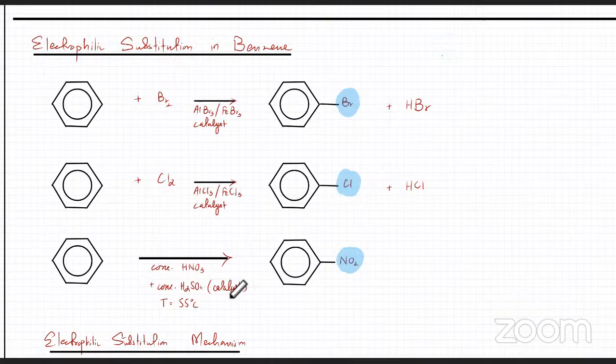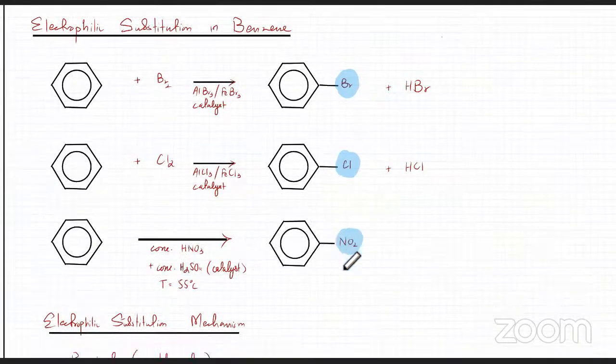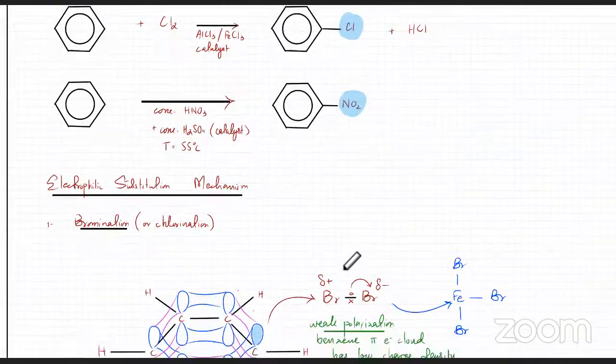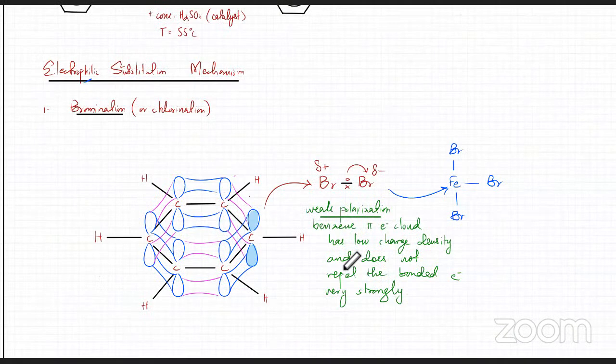In all 3 cases, the reaction is simple. Bromines will get added, chlorines will get added, or NO2 is going to get added to benzene. So that's electrophilic substitution, just like electrophilic addition, where things get added to the double bond. Here, bromine, chlorine, and NO2 get added to the benzene. But the mechanism is quite different.